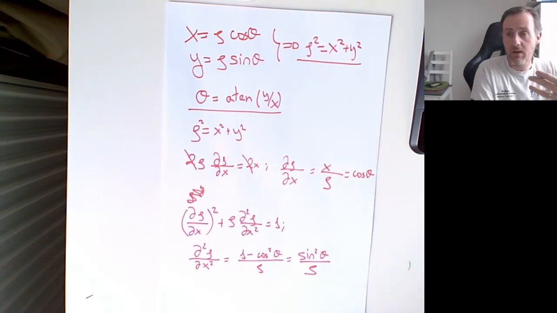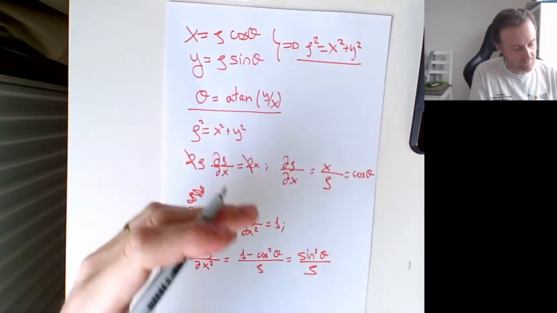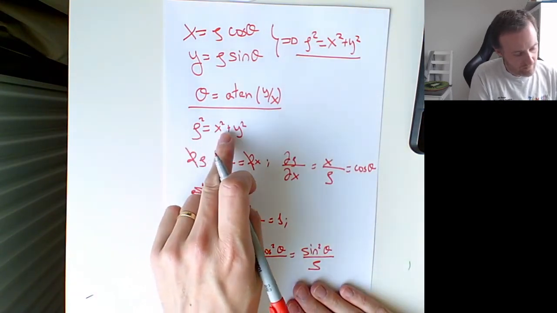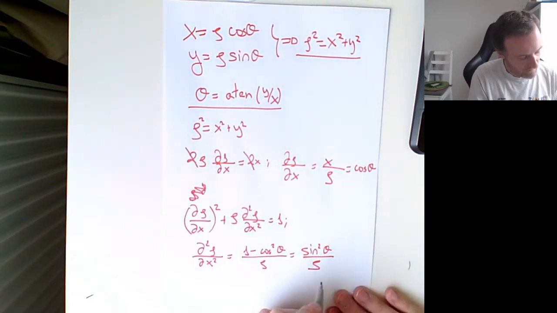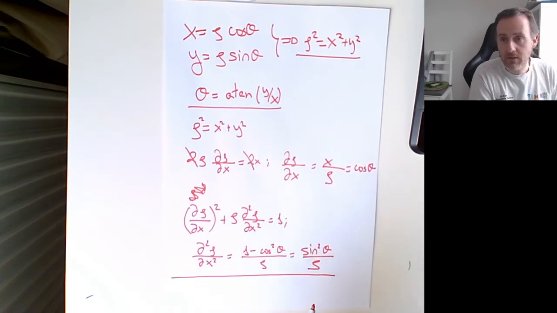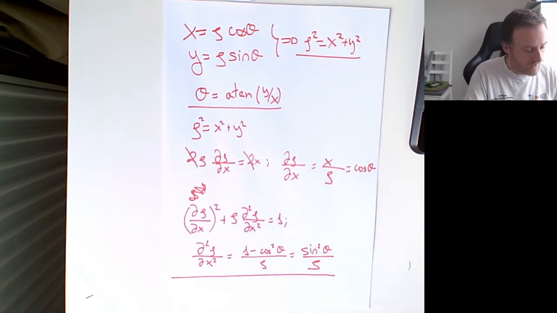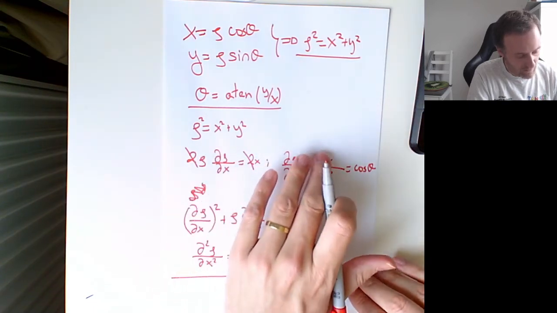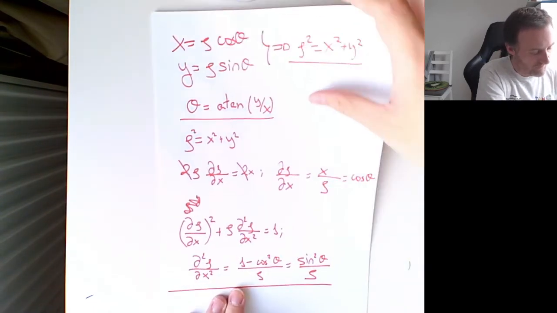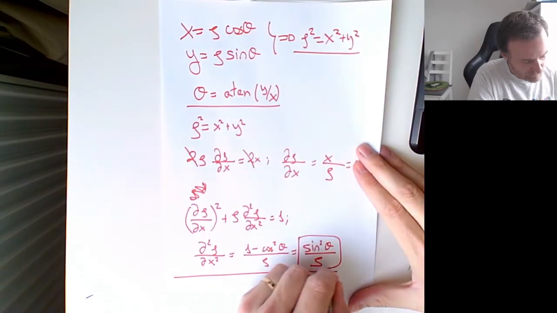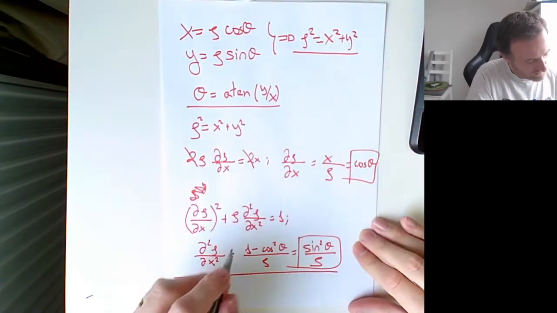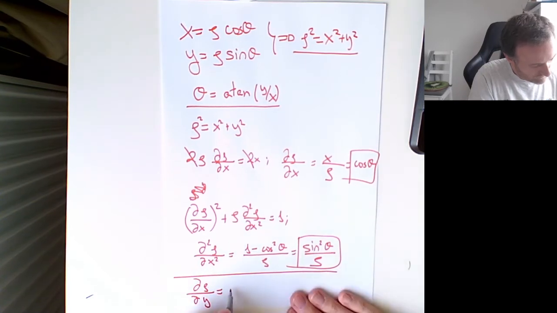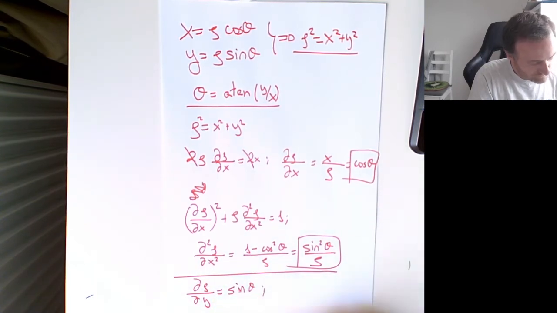Very good. And now we can use symmetry. Because notice that if rho squared is equal to this, what do we get when we compute the partial derivative with respect to y? We get a y, so y over rho, so we get sine. So the partial derivative of rho with respect to y is sine of theta.